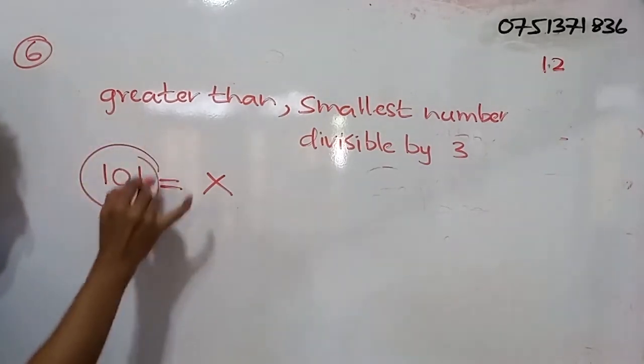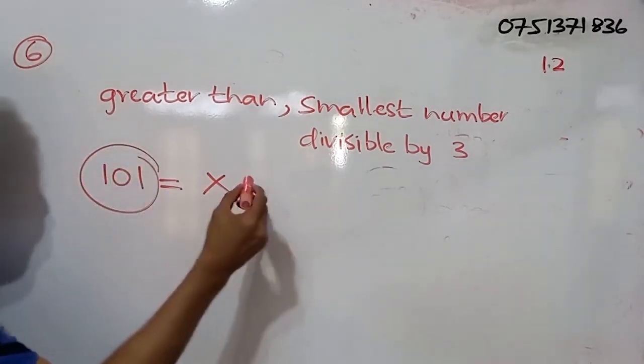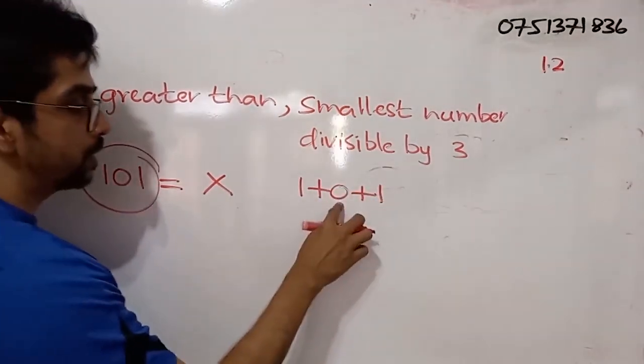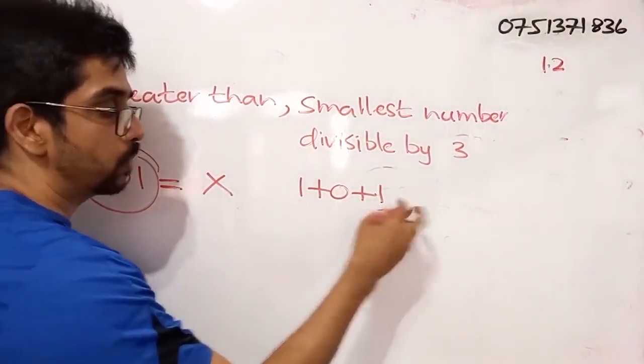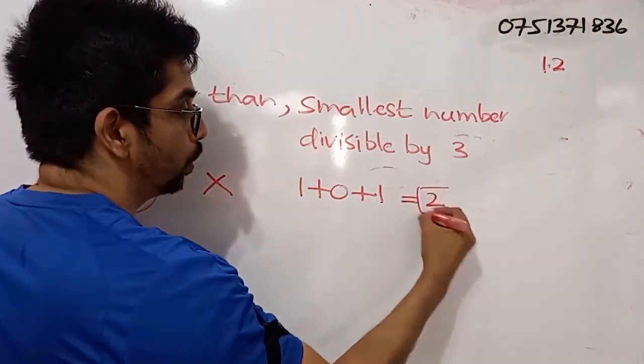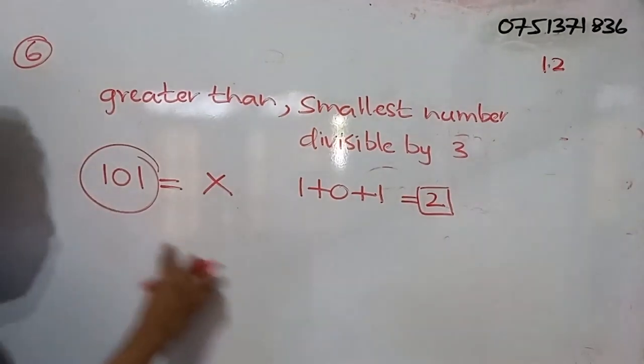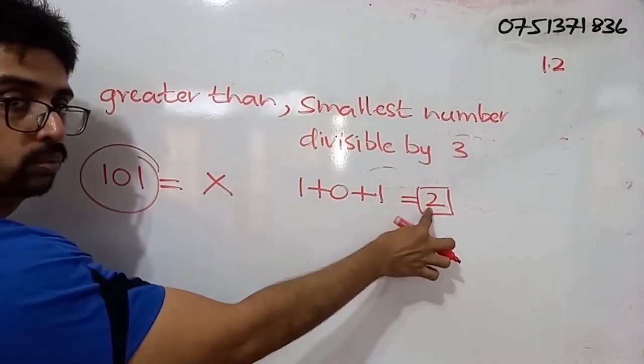If we calculate the digital root of this number, it will be what? 1 plus 0 plus 1. 1 plus 0, that is 1. 1 plus 1, that is 2. So if we calculate the digital root of 101, it will be what? 2. Right?